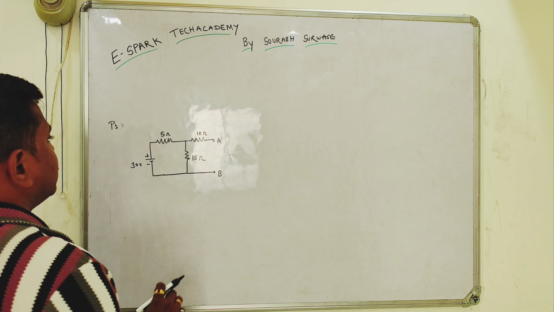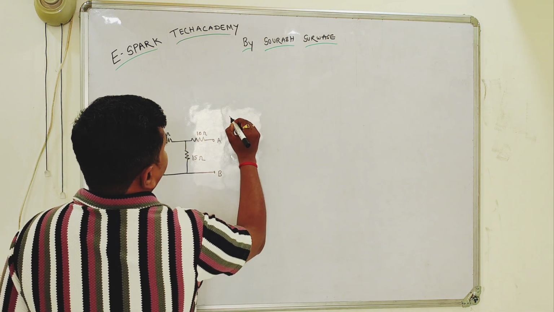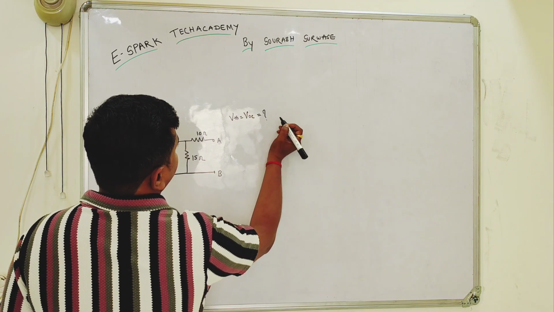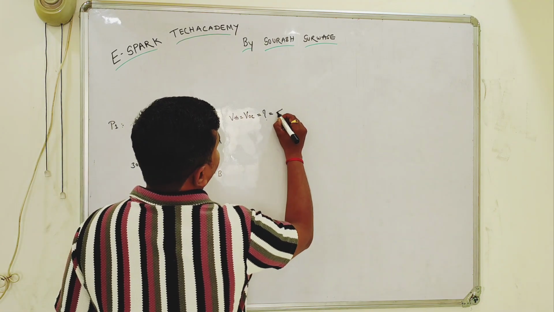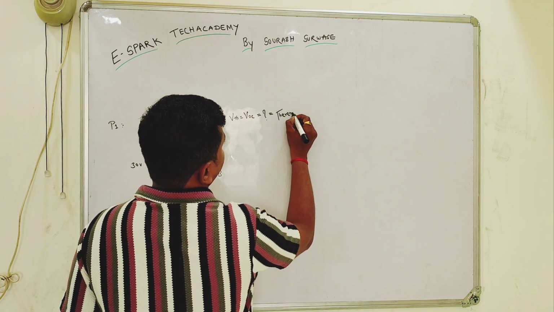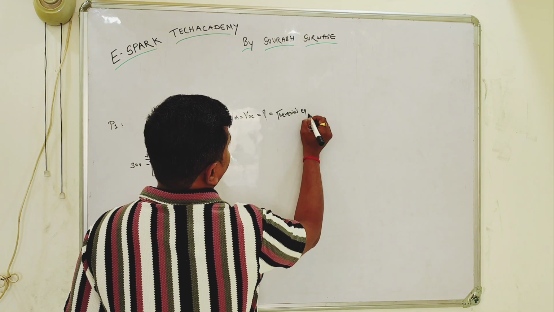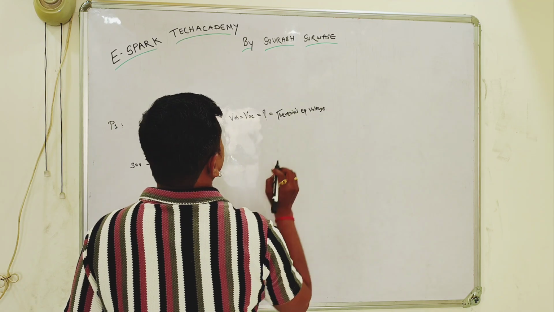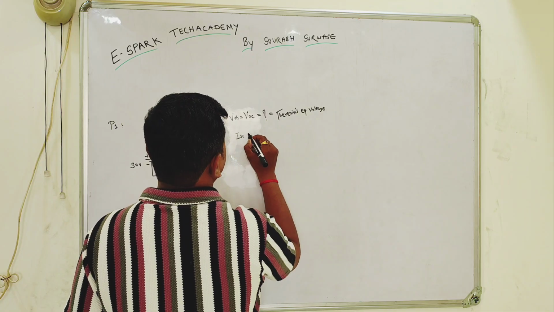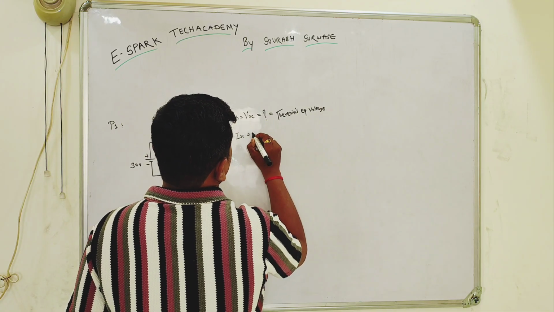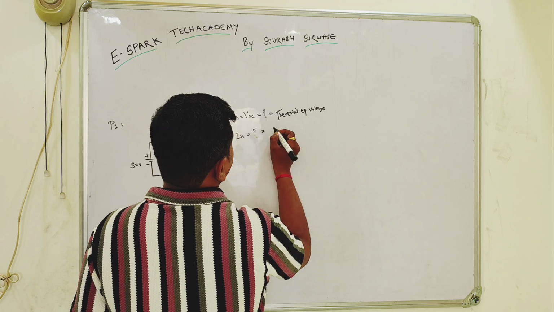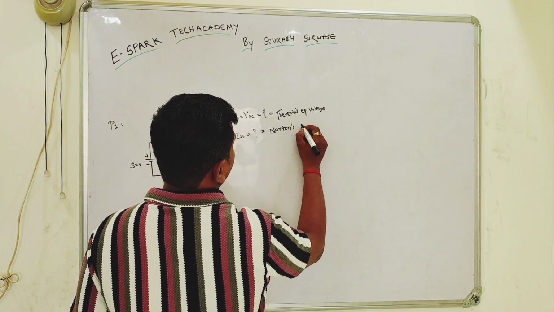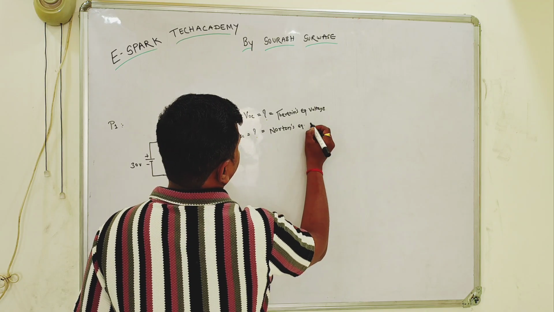Now what they have asked us to calculate is VTH, or you can say VOC. It is nothing but Thevenin's equivalent voltage. And the next thing they have asked us to calculate is the ISC. It is nothing but Norton's equivalent current.